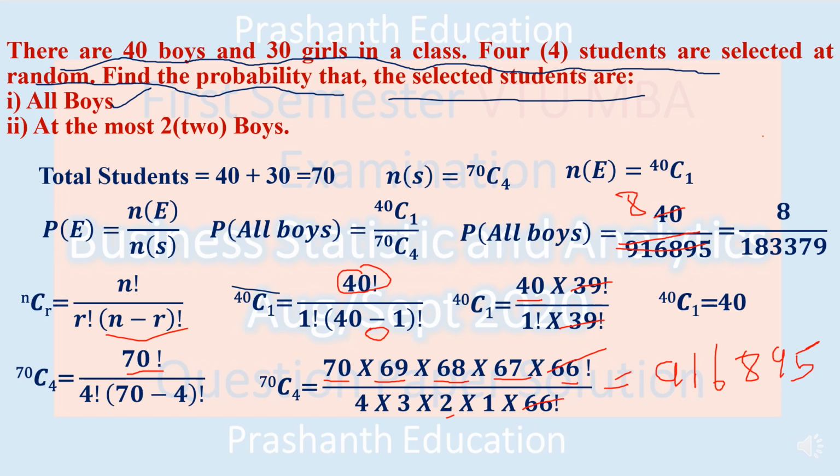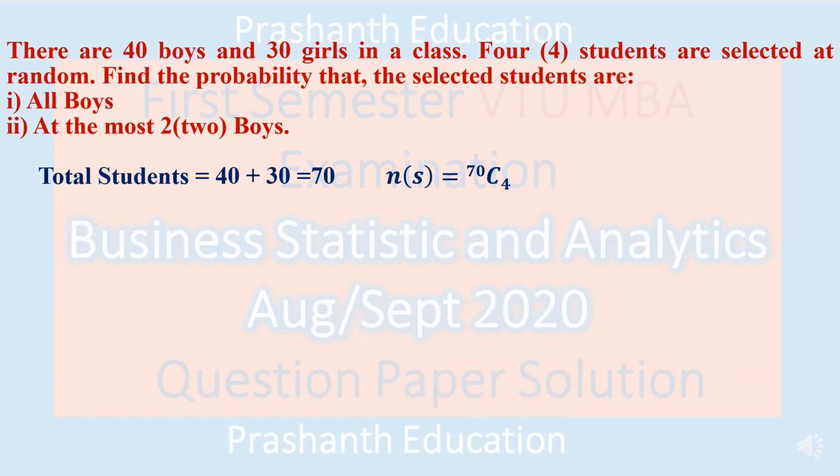Okay, now let's do the at most two boys. At most two boys means two boys and two girls. Now we will calculate for at most two boys. So two boys will be there and two girls will be there among the students selected. So we need to calculate this. We know that out of 40, two boys are to be picked, and out of 30, two girls are to be picked.